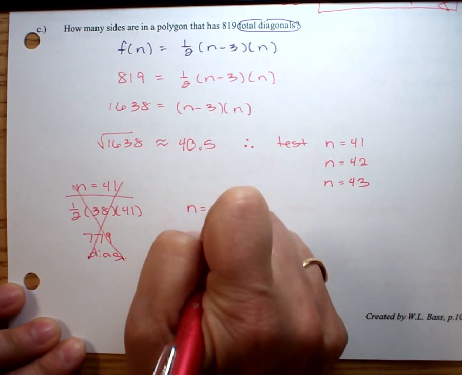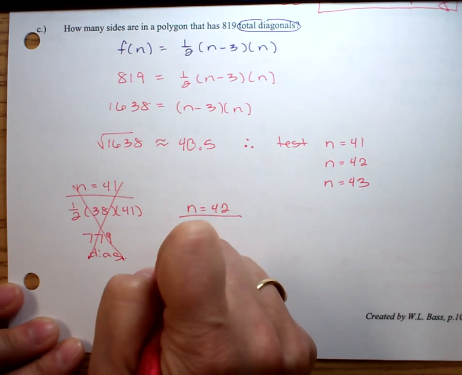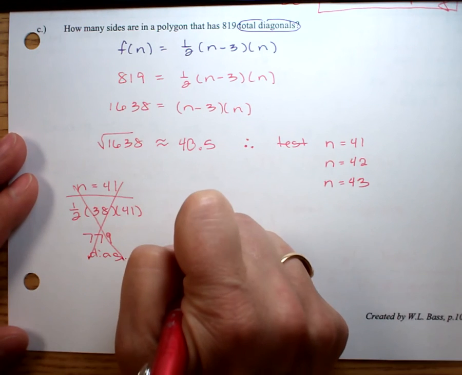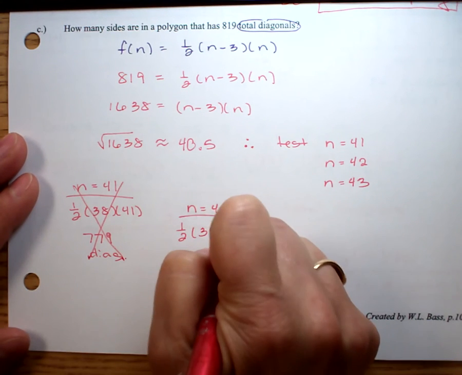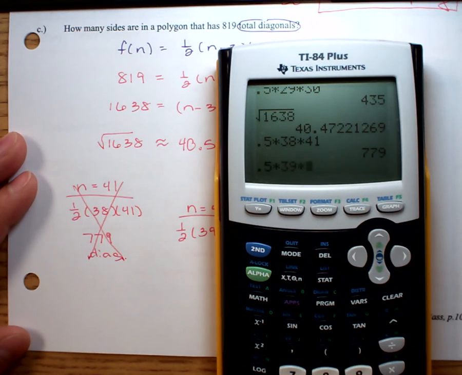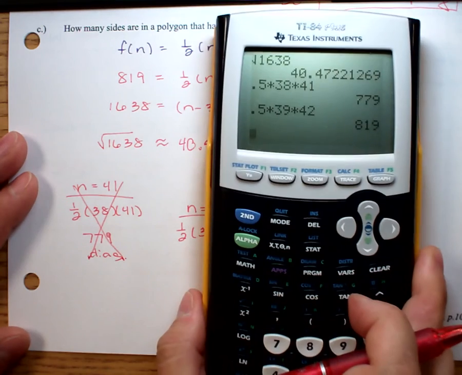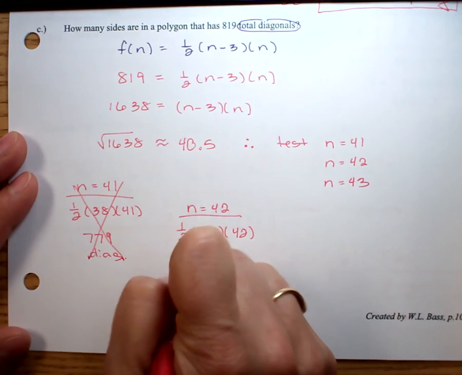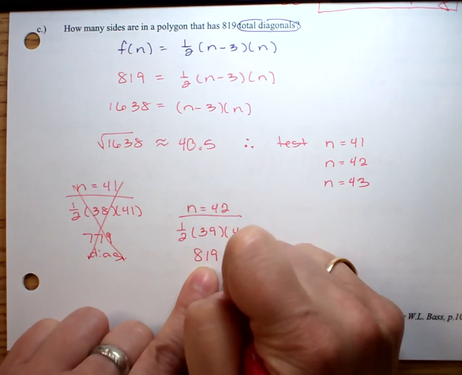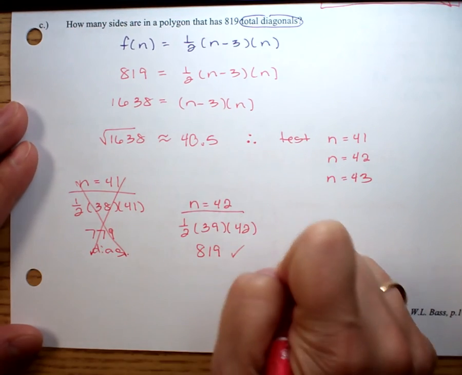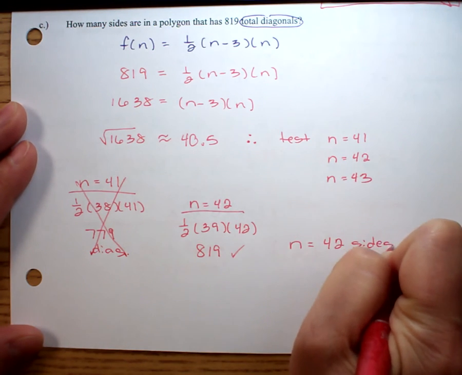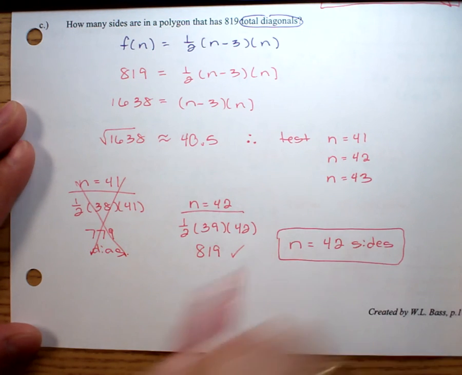N equals 42. Let's test this. I have 1/2. 42 minus 3 is going to give me 39. And then 42. Let's type it in our calculator. 819. So, is 819 the number of diagonals that I had? Yes, it is. So, we must have had 42 sides in our polygon. And that is how you work backwards.